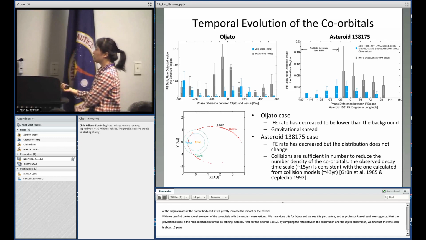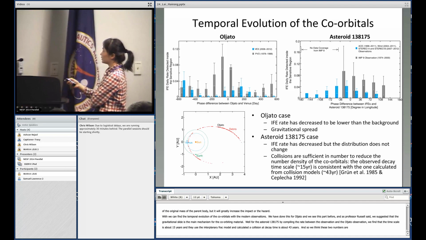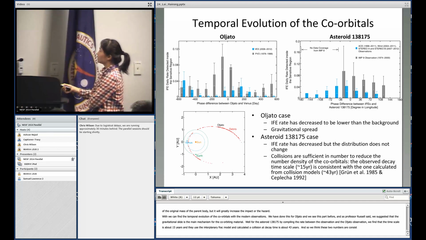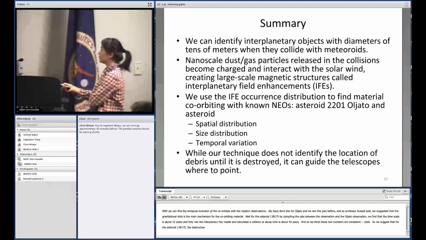And if we use the interplanetary flux model and calculate the collisional decay time, it's about 43 years. And we think these two numbers are consistent. So we suggest that for asteroid 138175, the disruptive collision is the main mechanism for the loss of the co-orbiting material.